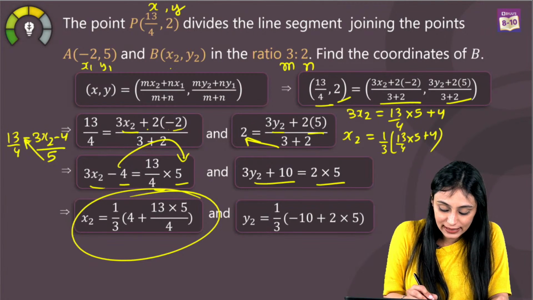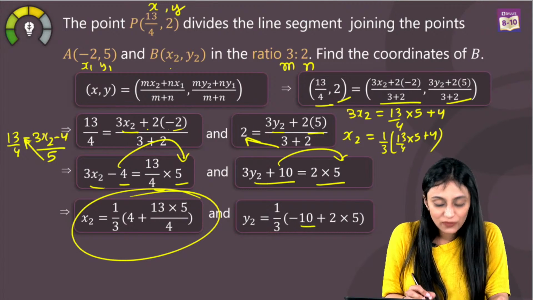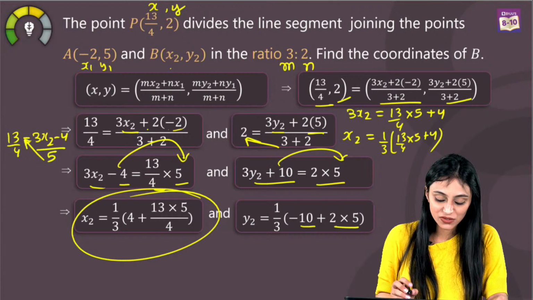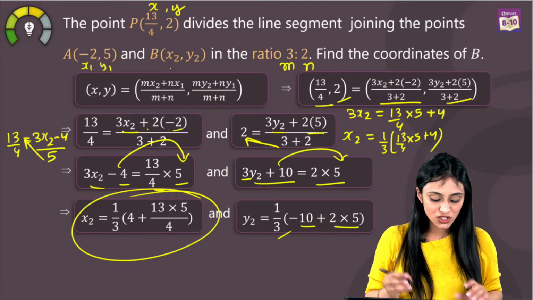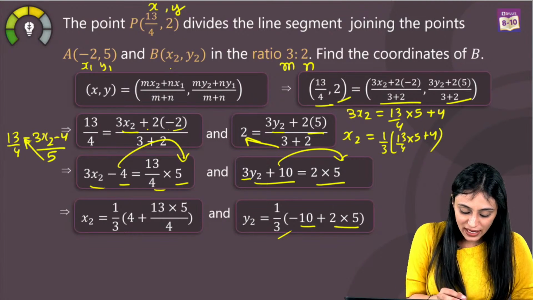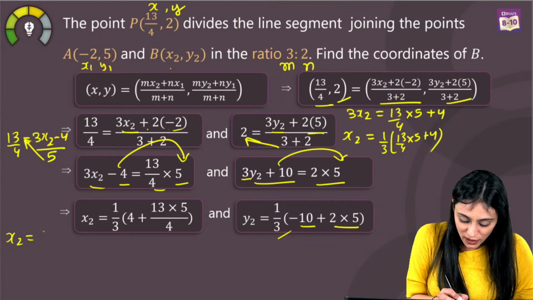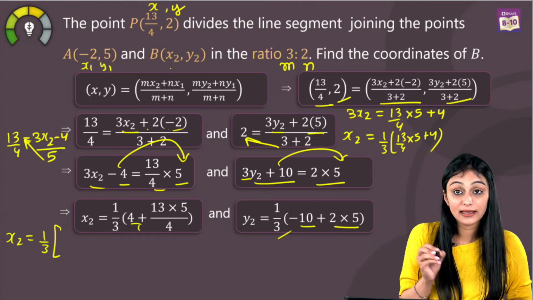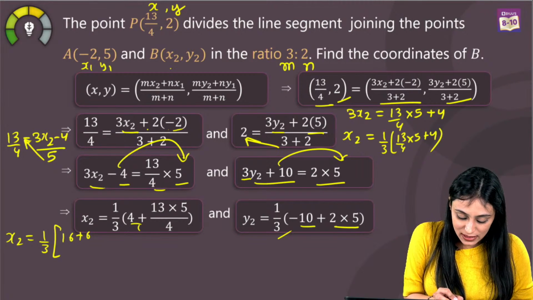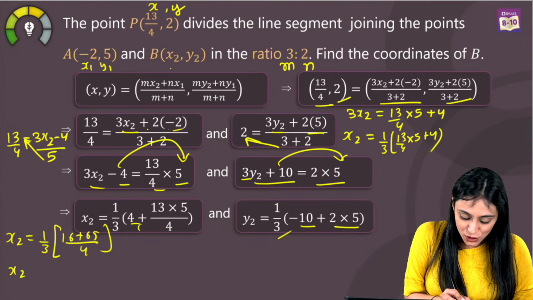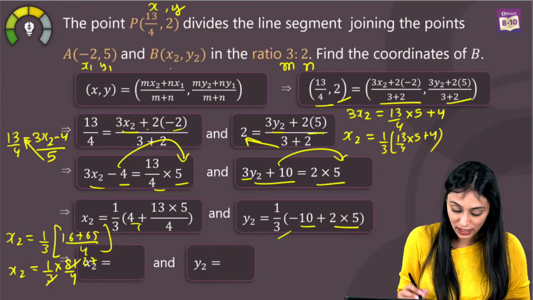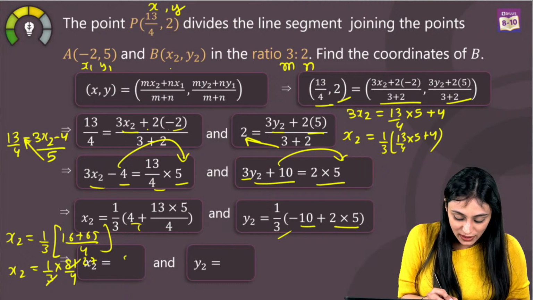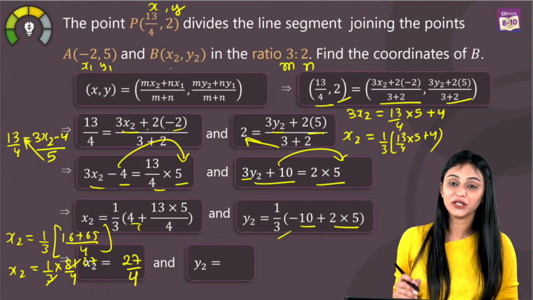Now we need the value of y. So I'll take this 10 to the other side. We will have minus 10 plus 2 times 5. In a similar manner, we will take 3 to the other side, we get 1 by 3. Let's simplify this. So x2 is going to be equal to 1 by 3. Let's take the LCM. So 16 plus 65 by 4, x2 would be equal to 1 by 3 times 81 by 4, that's 27. So we get the value of x2 from here, that's 27 by 4.